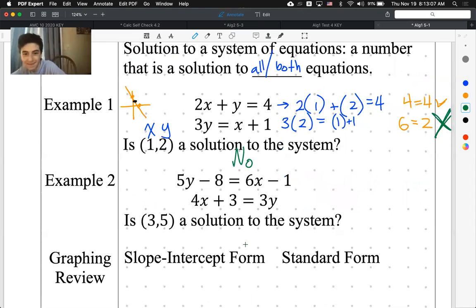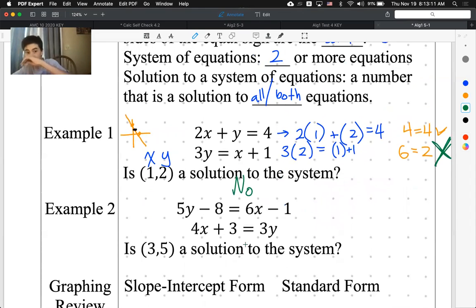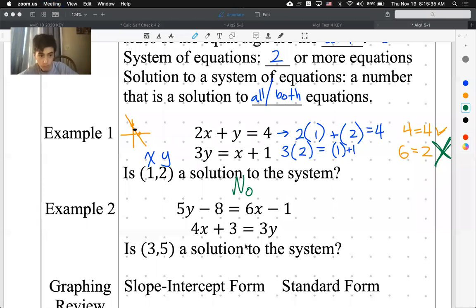Let's try another one. You guys all right now, do example number 2. Plug into both of them. Is (3, 5) a solution? And it has to work for both. I'll pause the recording. All right, quiet, raise hand. Who can do the first equation? Diego.